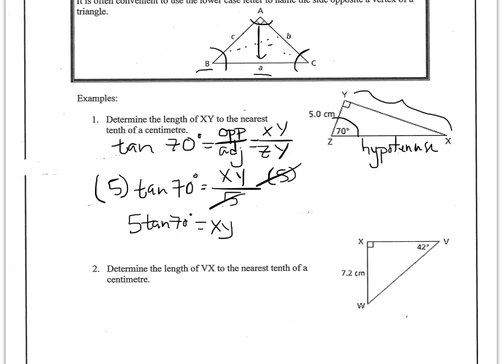Plug this into my calculator. 5 times the tangent of 70 ends up being 13.7 centimeters because this says tenth of a centimeter. This is a tenth of a centimeter. That's my final answer, so I'm going to put a box right around that.